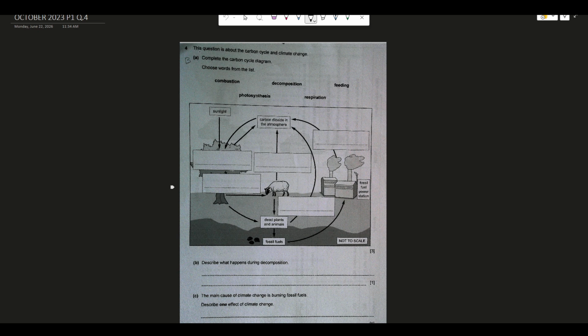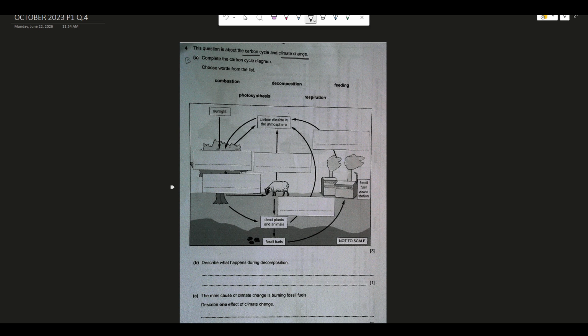Mia and Aiko are discussing ideas about fetal development and the health of the mother. I'm so sorry, this is question number 4. Question number 4 is about the carbon cycle and climate change, from your unit 1, the very first chapter, photosynthesis and the carbon cycle.